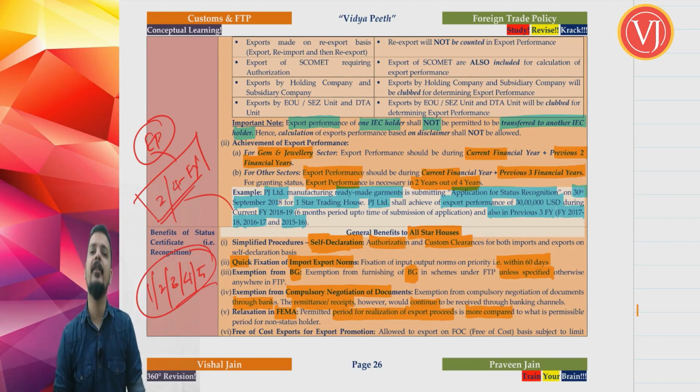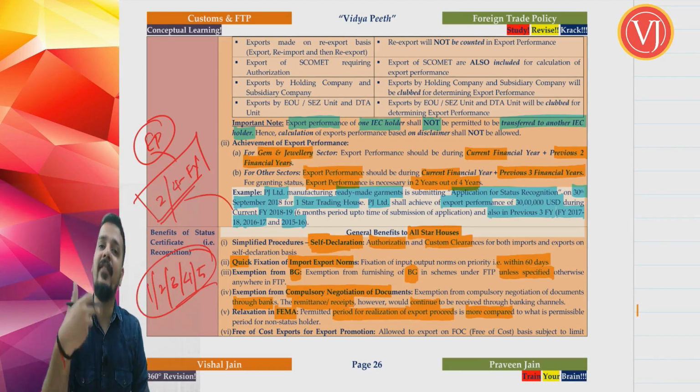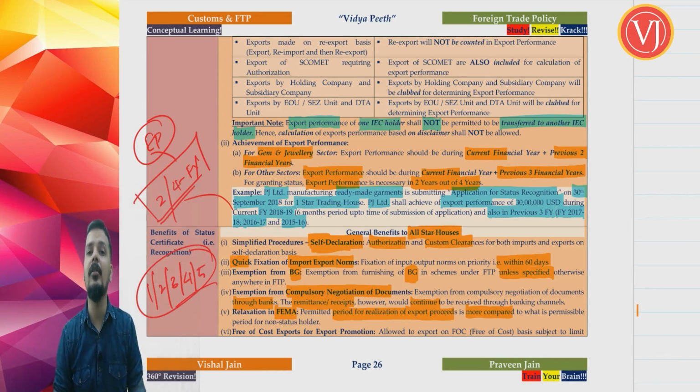And the next point that you have discussed, normally the time given for star houses to realize their export proceeds is more compared to other exporters, and they will get the extension also very easily, to realize their foreign exchange proceeds, that is their export proceeds in foreign currency. Now the next point, if you are a star house category, another important point, you are allowed to give samples free of cost for export promotion. So when you are giving samples, it is only for export promotion. So if you are a star house category, you can easily give free samples for export promotion.